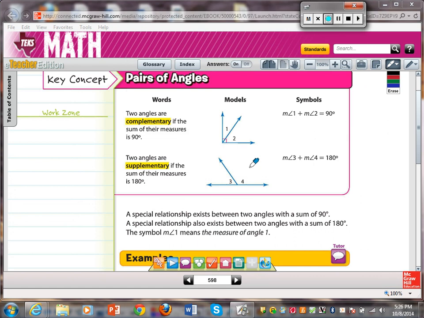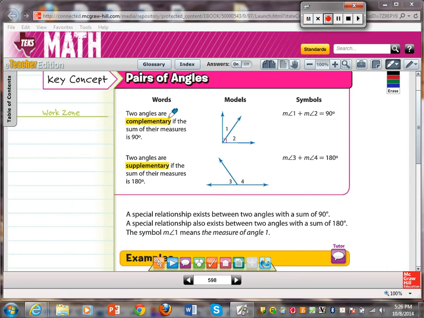Hello students, today we're going to continue our lesson on angle relationships. Today I'm going to teach you about complementary and supplementary angles. In this concept, you're still going to be able to use your equations and inequalities. So let's go ahead and get started.